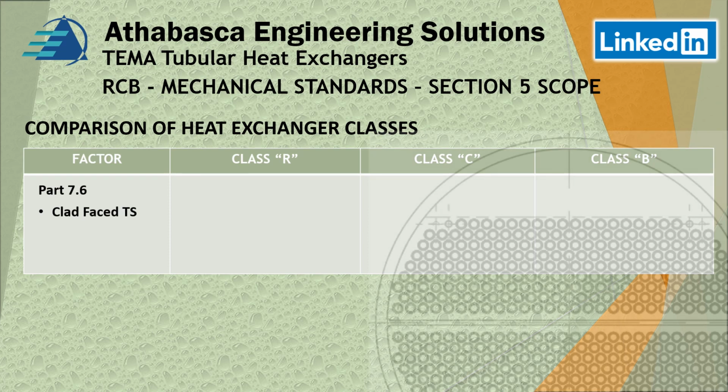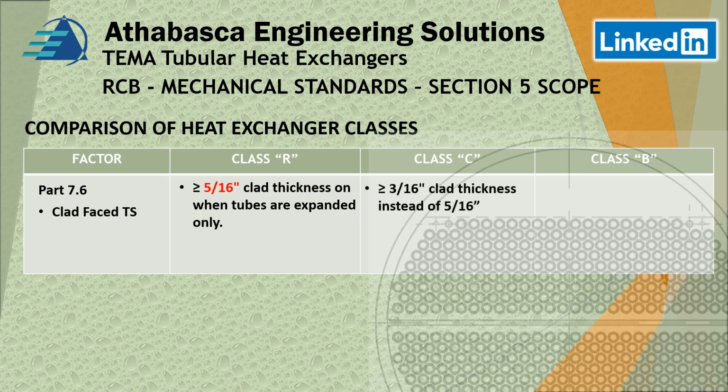Clad faced tube sheets. For Class R, you must have at least a 5/16 inch clad thickness when the tubes are expanded only. And that's on the tube side of the tube sheet. And the rule is slightly different for Class C, where you use 3/16 instead of 5/16 of an inch. And the rules for Class R apply to Class B.